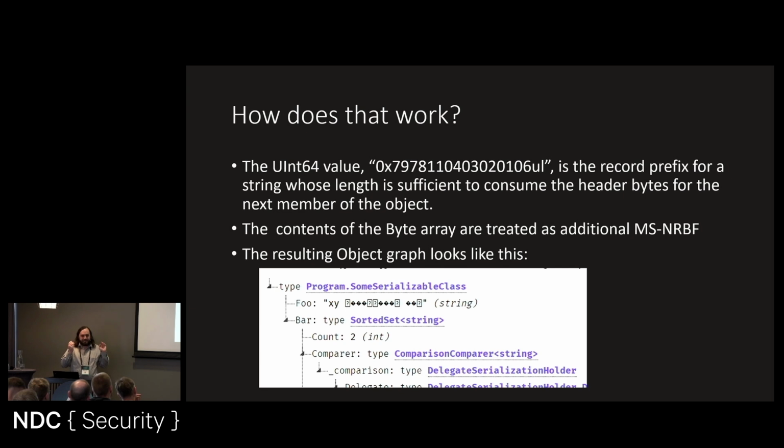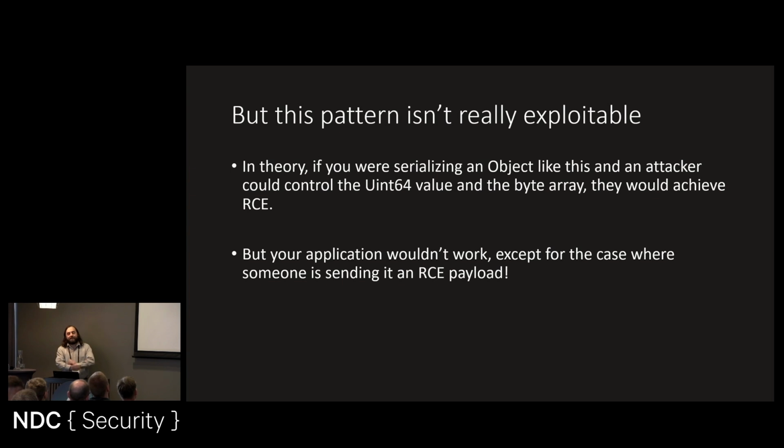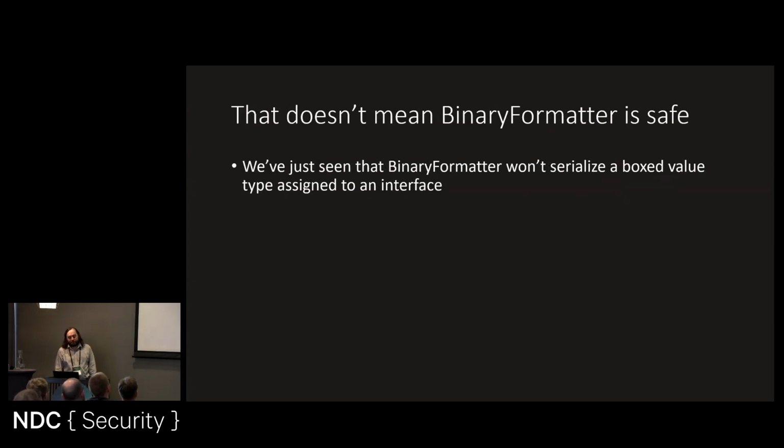So, okay, that's interesting. It's kind of weird that that works. This pattern really isn't exploitable, though. If you imagine this scenario where there's an application somewhere and it's letting you provide the value for that uint64 and the contents of that byte array, and then it's serializing them like this and then deserializing them with BinaryFormatter, yes, that gives you RCE, but that application would never work except when you're giving it RCE payloads. So no one has an application like that. It's also worth pointing out that BinaryFormatter has been around for a long time. This bug has always been there, and it was only discovered last year because no one ever does this. So that scenario, as I just described it, is not exploitable. But that does not mean BinaryFormatter is safe.